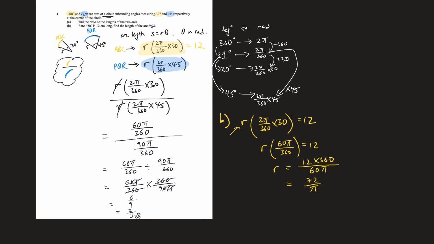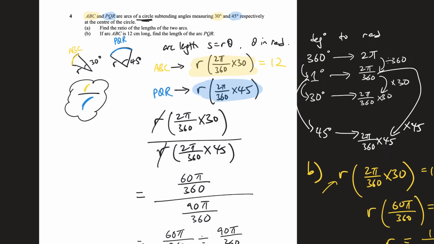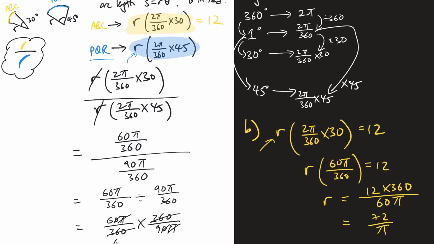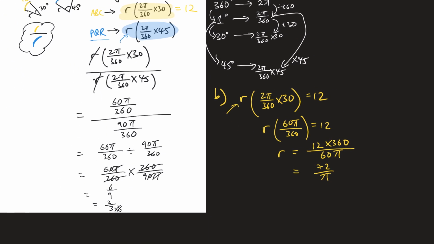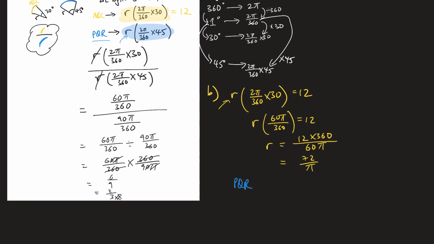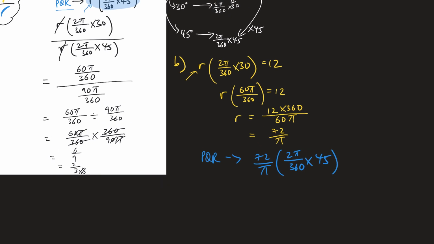And then now I found R, what can I do? I can plug that value of R into here to find PQR. So I can say, for PQR now, which is what the question is asking, arc length PQR is therefore R, which is 72 over pi, multiplied by 2 pi over 360 times 45. There you go. All right.